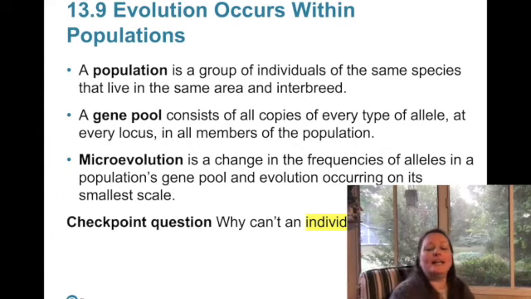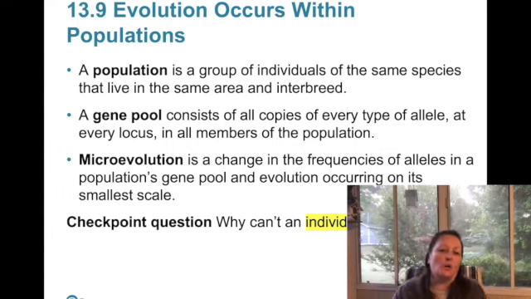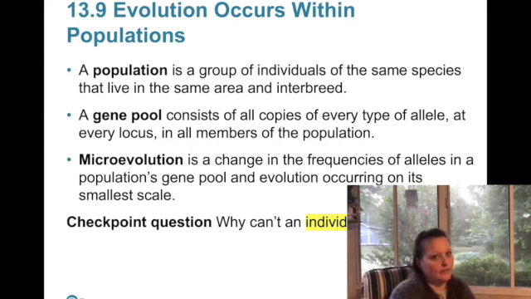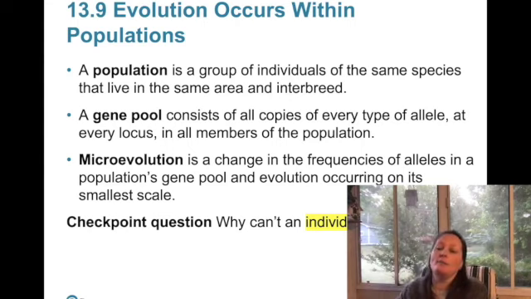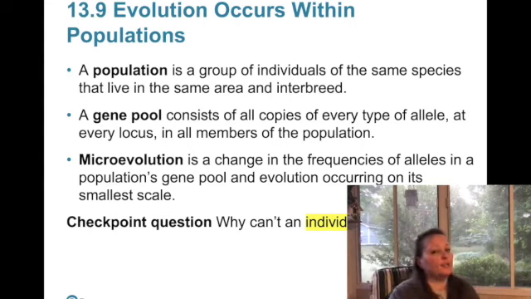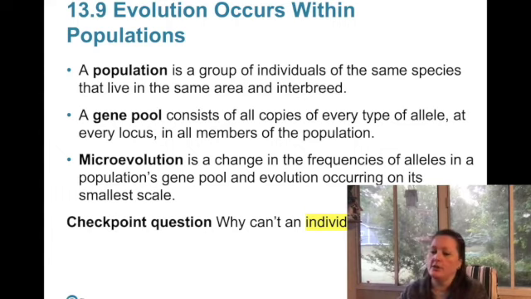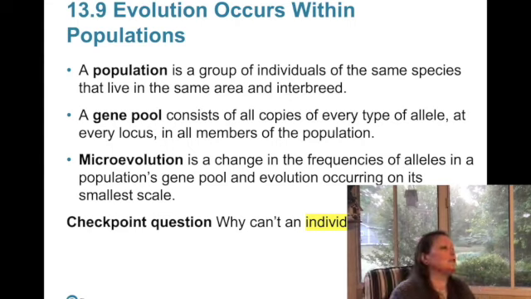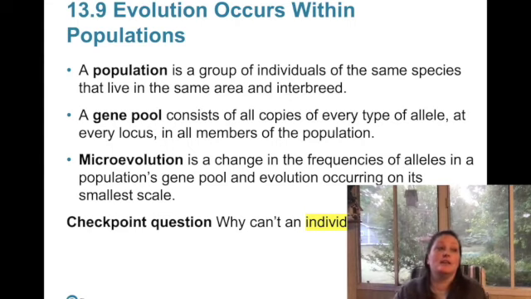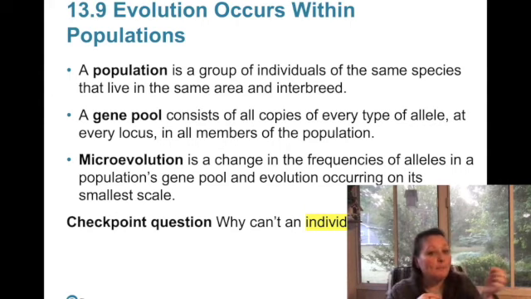Now, here, I highlighted a word. Why can't an individual evolve? This is an important thing. If you remember this whole PowerPoint, I keep telling you, evolution is for a population, not for an individual. Why can't an individual evolve? Well, it's because it's a change in the alleles. It's a change genetically that you can pass on. That's a small change.